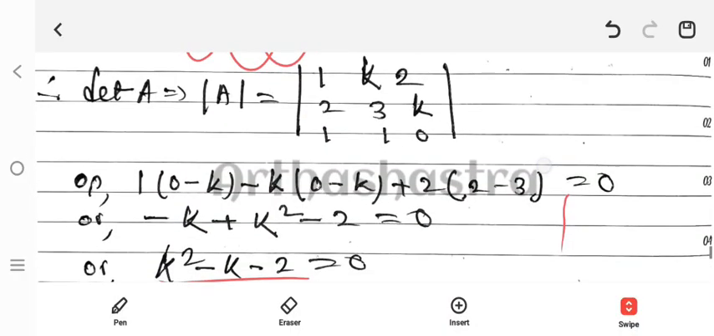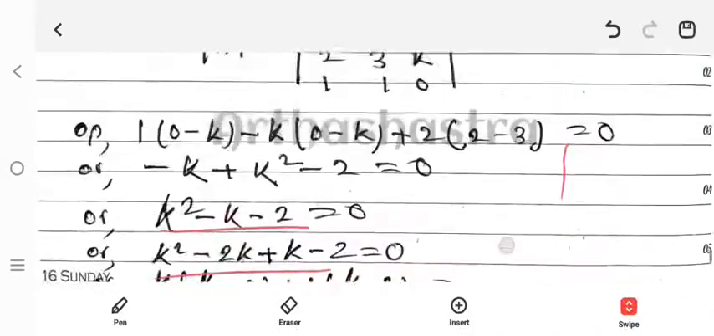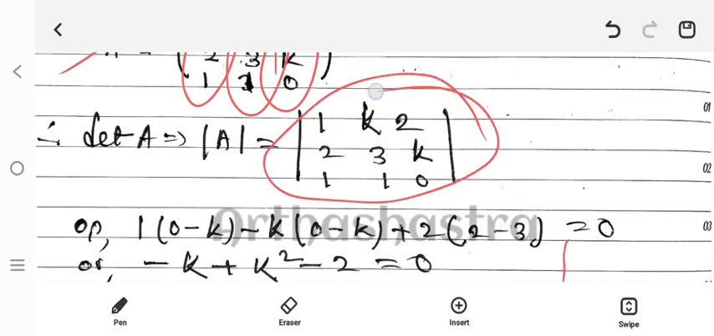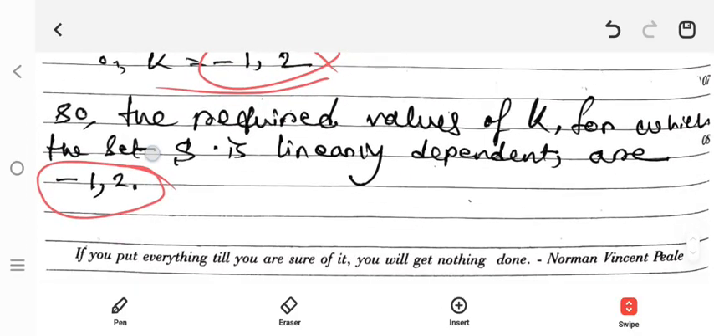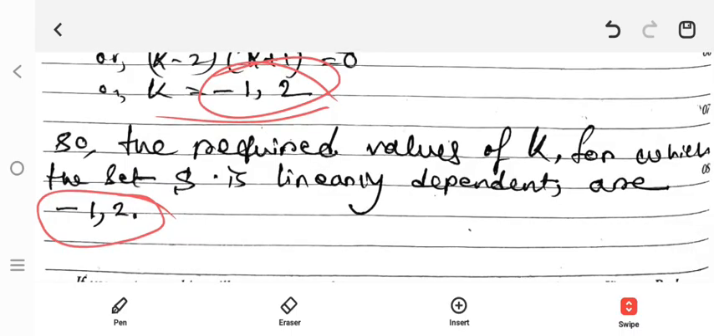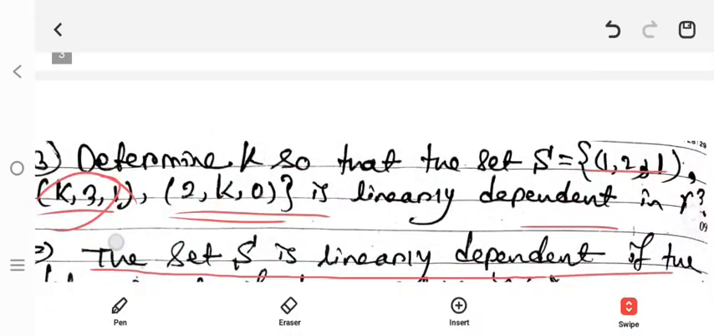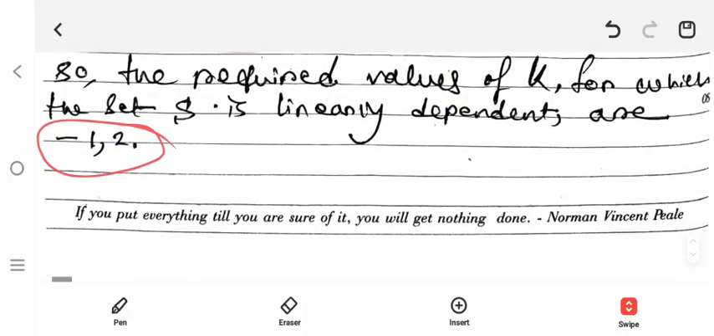So the required values of K for which the set S is linearly dependent are -1 and -2. If we put the value of K as -1 here, the determinant of A will be 0, and also if we put the value of K as -2, the determinant gives us 0. These are the required values of K for which we can say our given set S is linearly dependent.